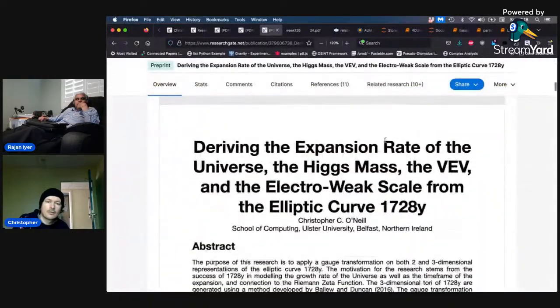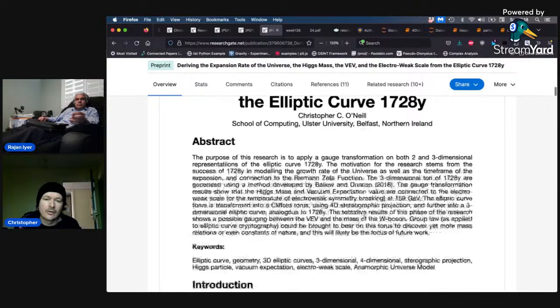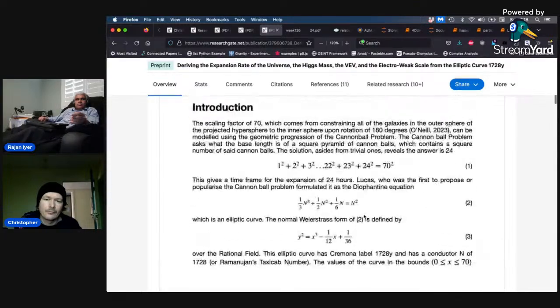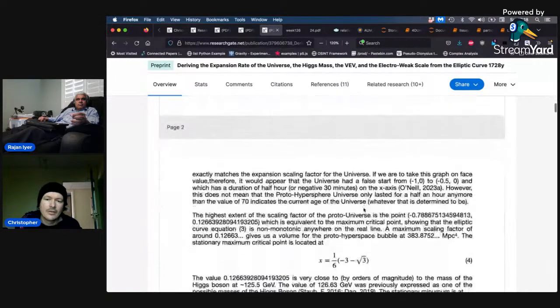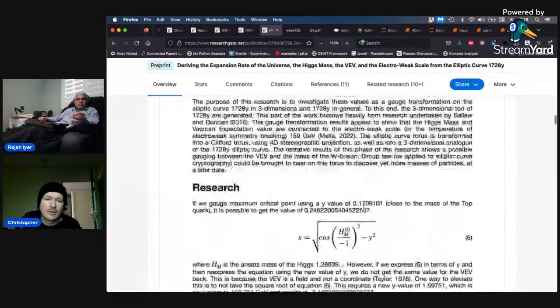Yes. So this was the latest paper I did on deriving the expansion rate of the universe and the Higgs mass and the vacuum expectation value and a number of other things. So we see we have the cannonball problem, and that works into the expansion rate of the universe quite a bit.